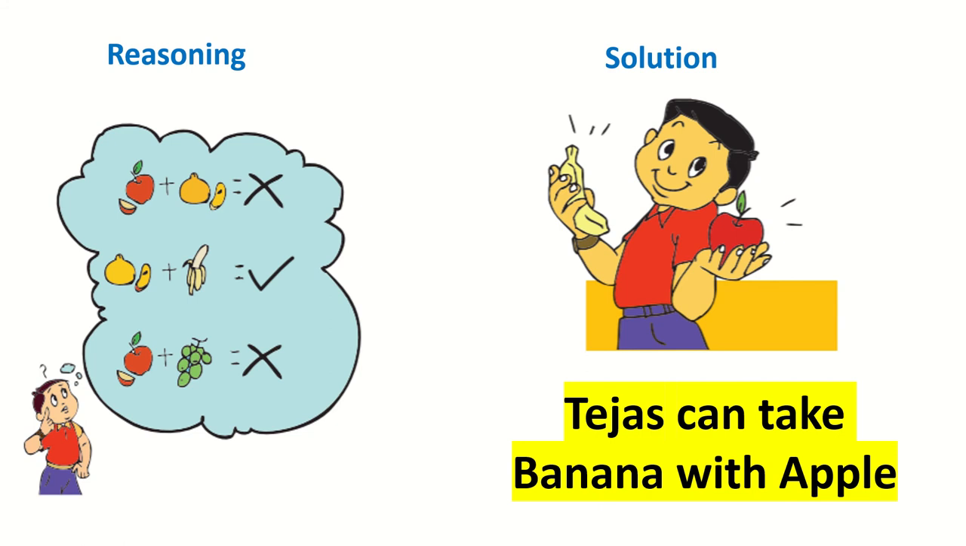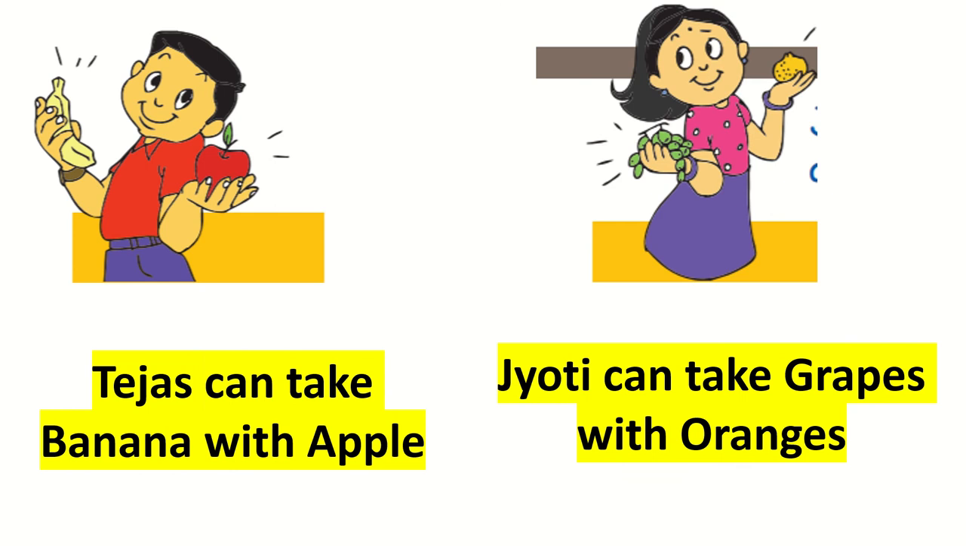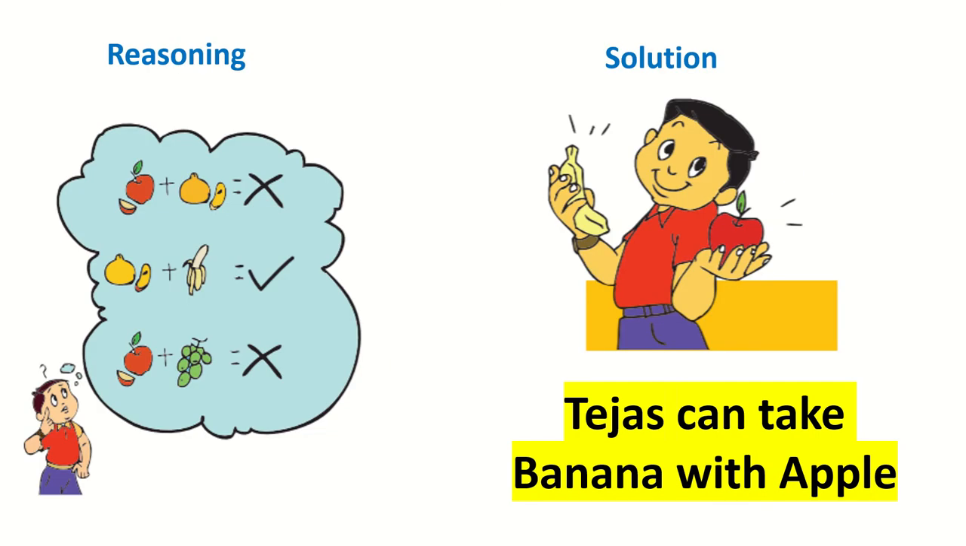Now after reading the information and conditions, we got the information here that we cannot pick oranges with apple. We can take banana with oranges, but again we cannot pick grapes with apple. So if they just want to take apple, then which other fruit can they take? Yes, banana. Because grapes and oranges we cannot take with apple. So if they just pick up the apple, then they can take banana with it. Similarly, if Jyoti has taken grapes, then which other fruit can be taken with grapes?